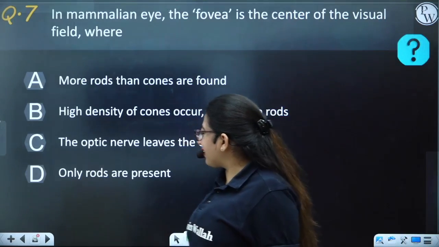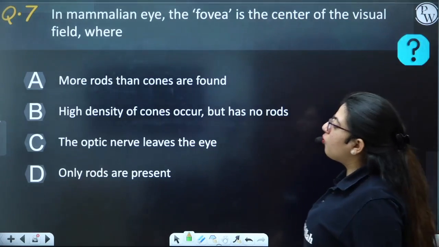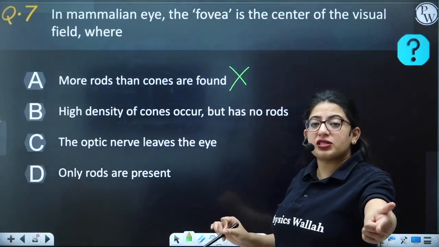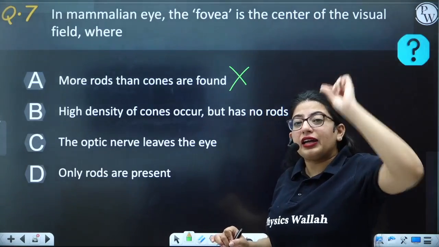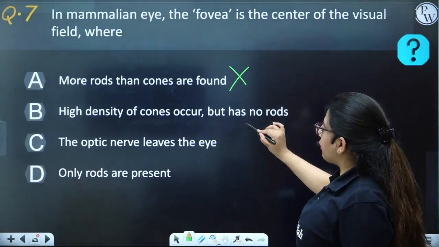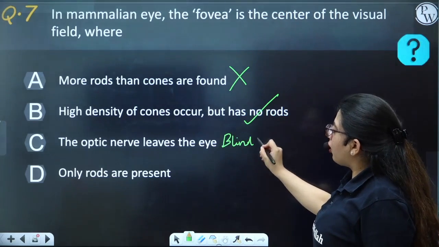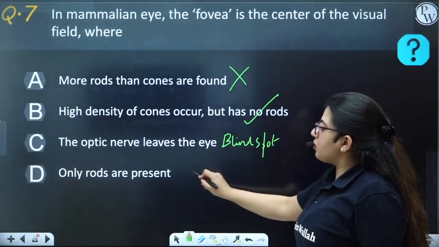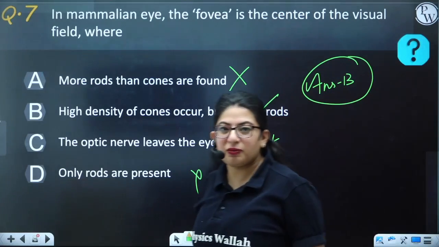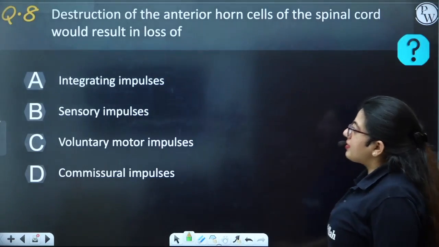Every answer is C. In the mammalian eye, the fovea is the center of the visual field where there are more rods than cones. No, there were only cones present in the fovea. That's why in bright light the resolution is maximum. High density of cones occurs but no rods. Very true. Optic nerve leaves at the blind spot, only rods are present. No. The answer is B. So the monotony has been broken. Now from C we have turned to B. So I think that's a repetitive question.